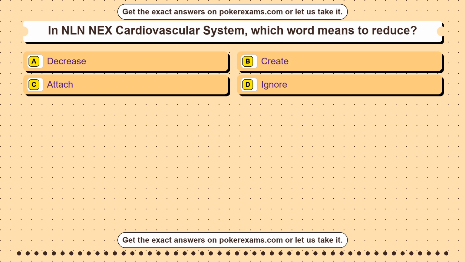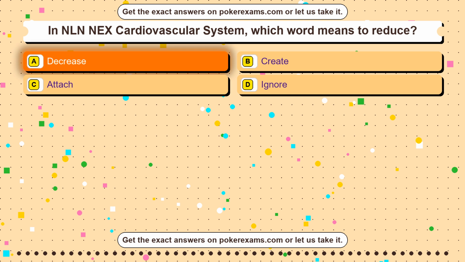Question 33. In her CO2 biology review, which body system exchanges oxygen and carbon dioxide? Option A. Respiratory. Option B. Skeletal. Option C. Urinary. Option D. Integumentary. The correct answer is option A.